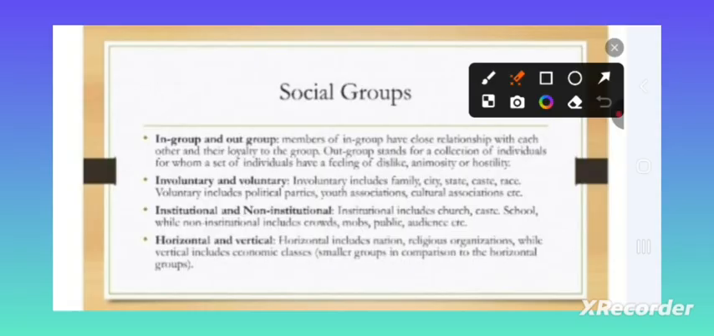Horizontal and vertical groups. Horizontal groups include social classes, for example peasants, laborers, or college students, or non-territorial groups, for example media, public audience. Vertical groups include territorial groups like villages or tribes, and economic classes, smaller groups in comparison to the horizontal ones.